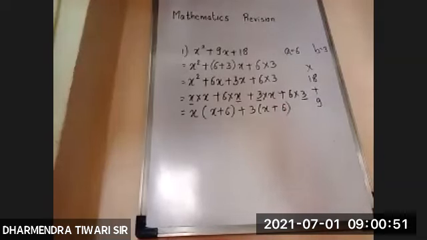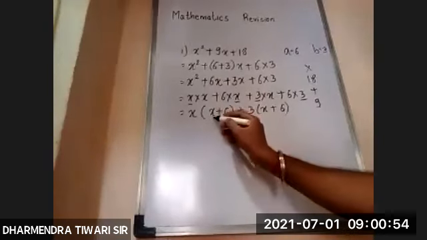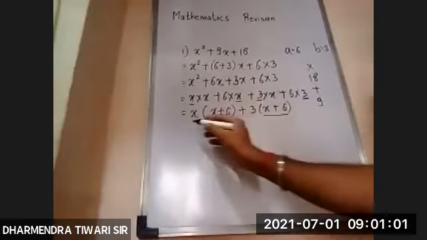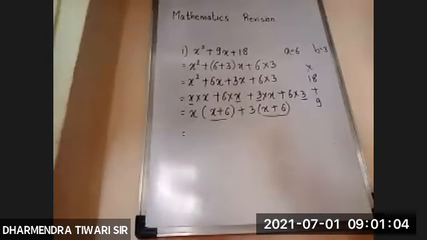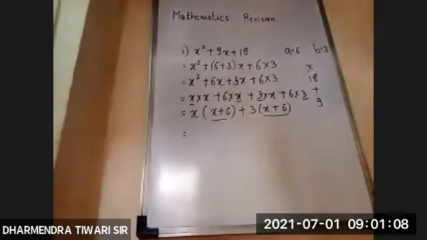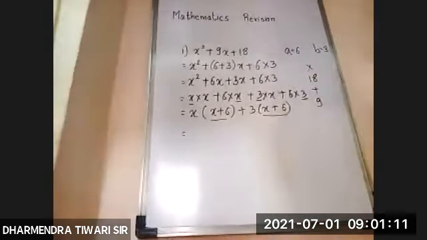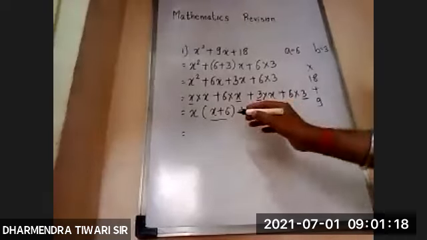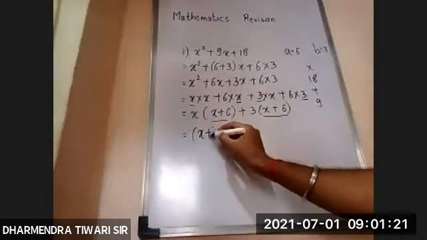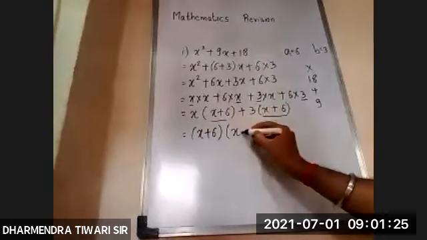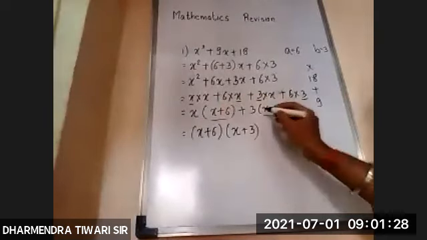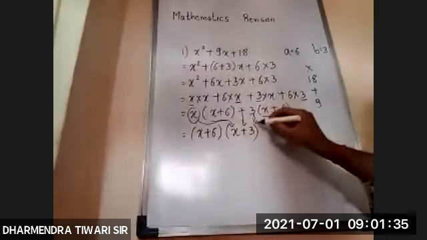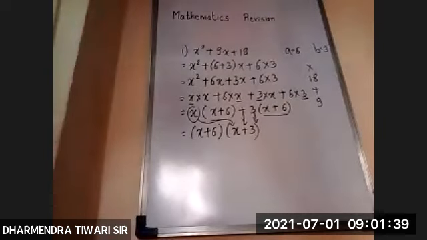Now, what you can see, x plus 6 is common. So now you can take x plus 6 common from this. So this is x plus 6, and in bracket, what remains? x plus 3. After taking x plus 6 common, this is your x, and this is your 3. So this step is clear. So this is the way to factorize.